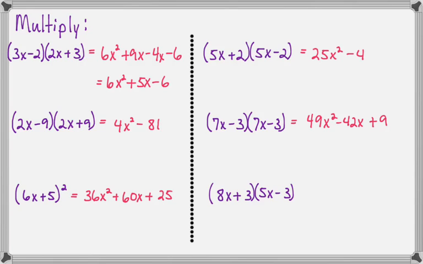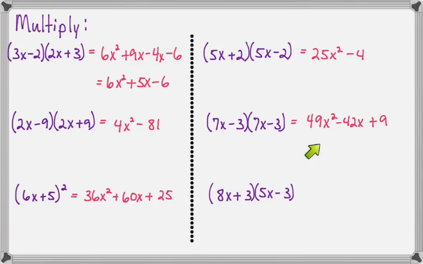So again, I skipped the middle term because I took a shortcut, but we could do outer plus inner, which would be negative 21x plus negative 21x, or we could just say 7x times negative 3 is negative 21x, and then double that.